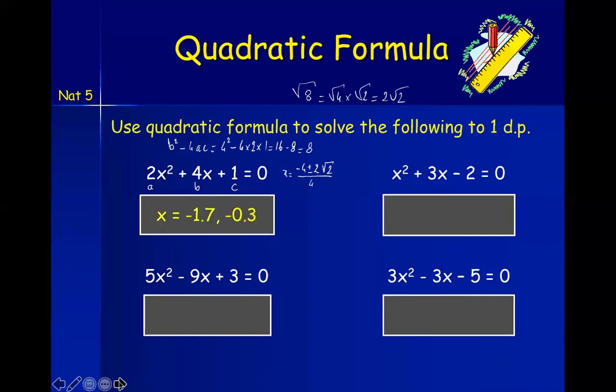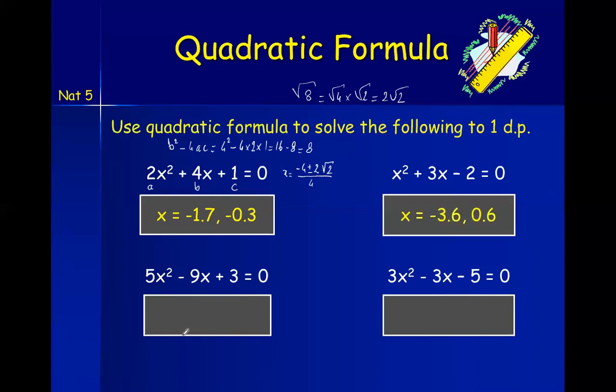Try it. x equals negative 0.2928. Then you round it to 1 decimal place, which would be negative 0.3. And the other one would be negative 1.7 rounded to 1 decimal place. Okay, so that's how you would work your way through it.